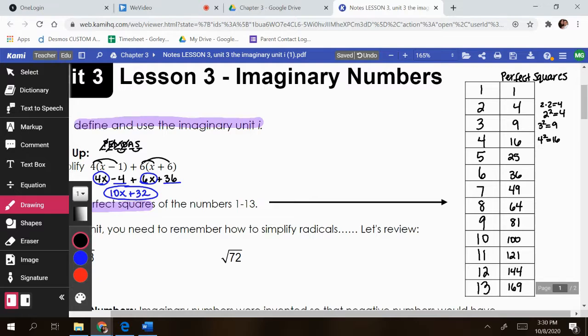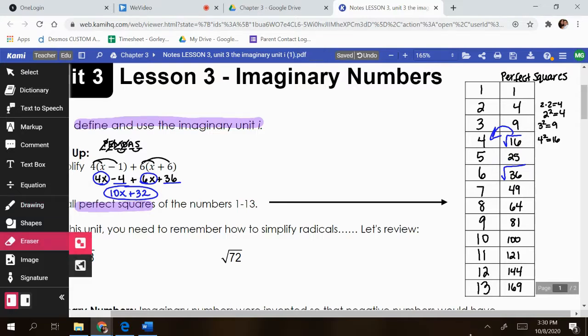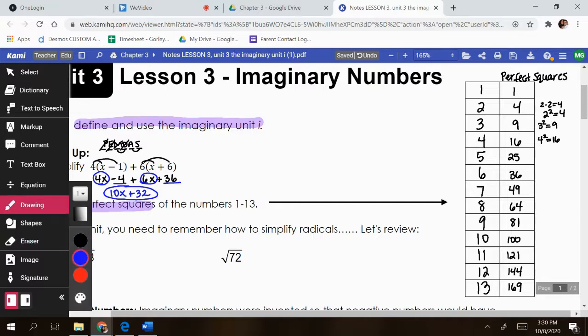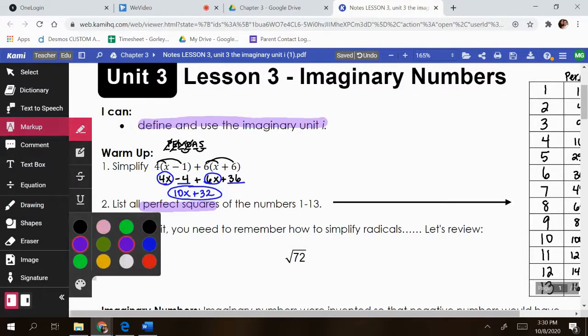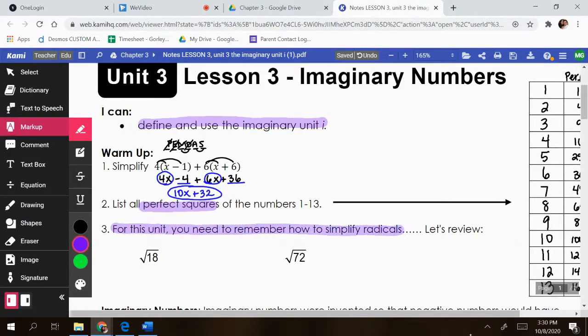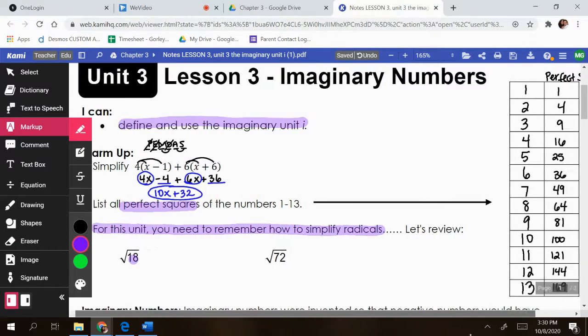Okay, the opposite of squaring something is square rooting it. So for example, if I wanted the square root of 16, I'd get 4. If I wanted the square root of 36, I'd get 6. Those are inverse operations. And it's nice when I'm given something perfect under a square root. Sometimes I'm not going to be given something perfect under a square root. Okay, for this unit, you need to remember how to simplify radicals. So if I'm not given something perfect, like 18 is not a perfect square, how would I simplify it?